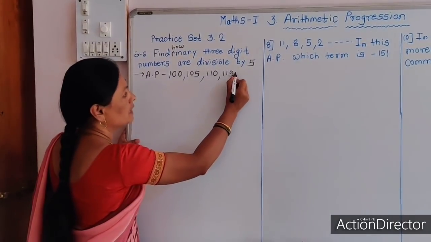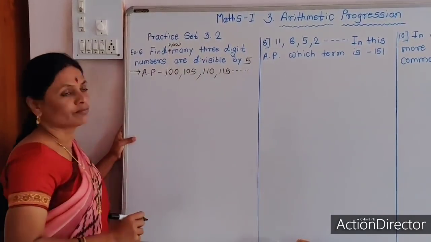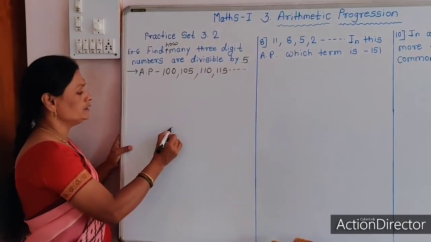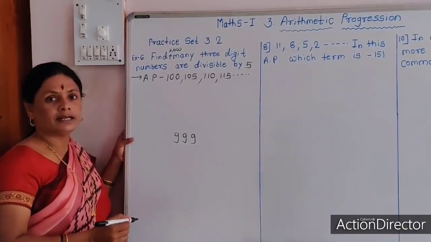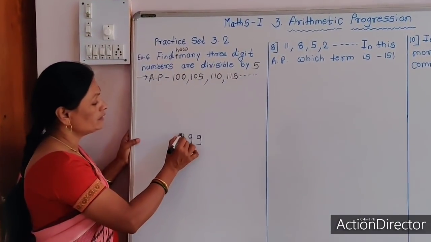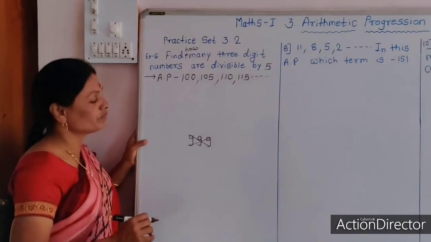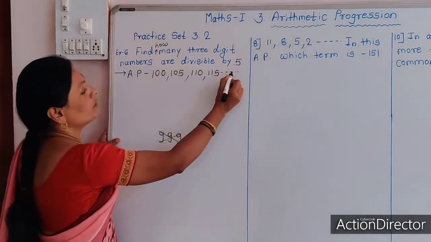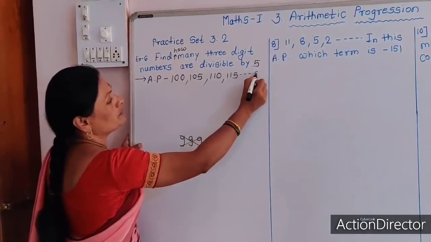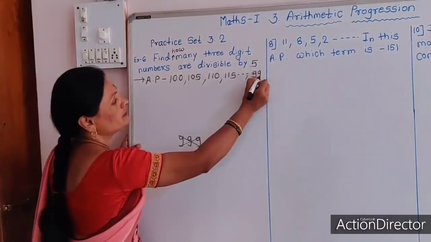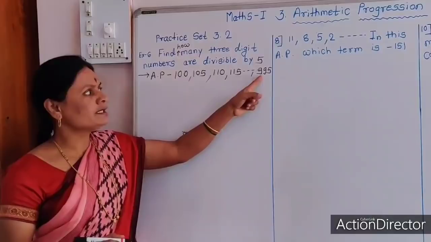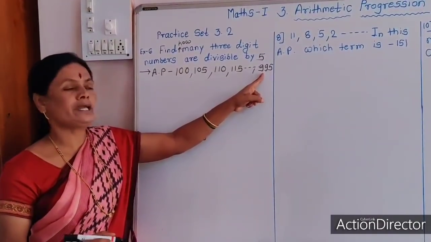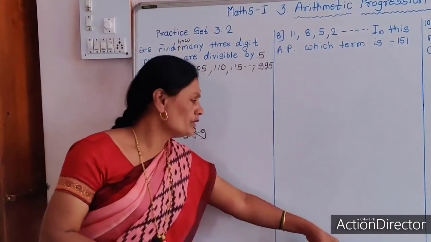150, and the last 3-digit number is 999, but it is not divisible by 5. Therefore, the last 3-digit number which is divisible by 5 is 995. Now we get the AP.